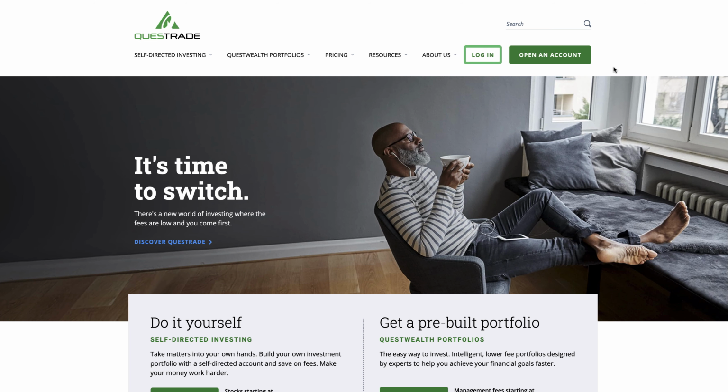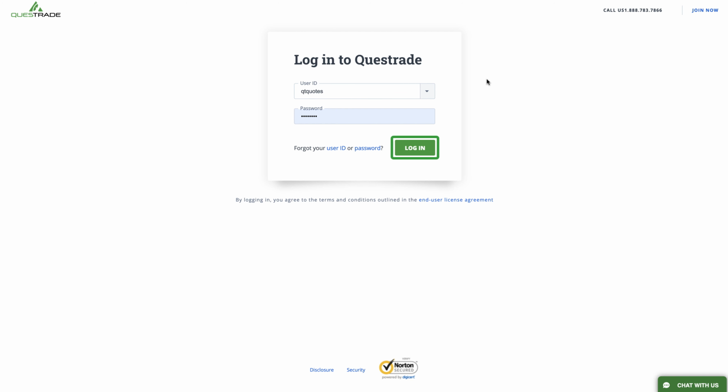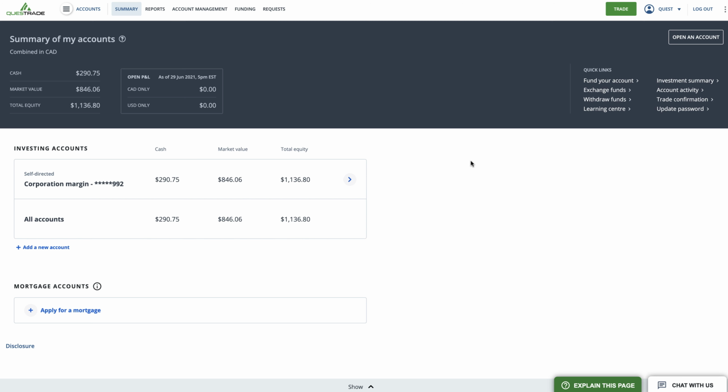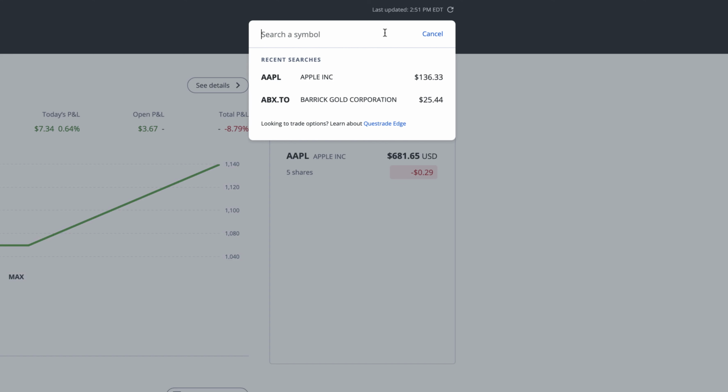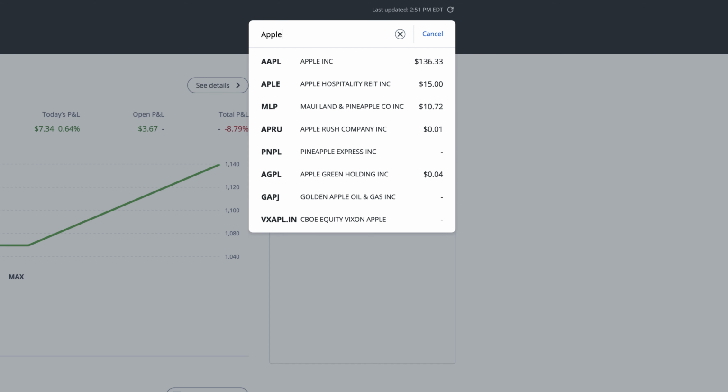To get started, simply log into your Questrade account and go to the trading area. Once you're here, you'll see a search bar on the top right corner of the page. Type in the name of a company you're interested in, and a list of relevant searches will appear.